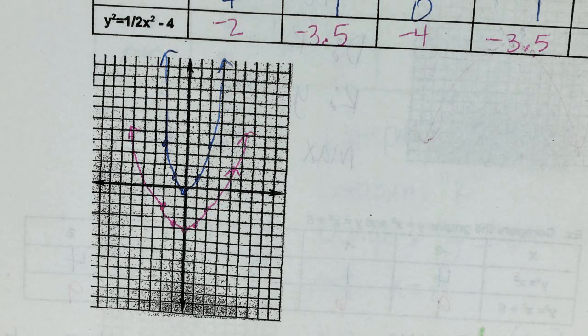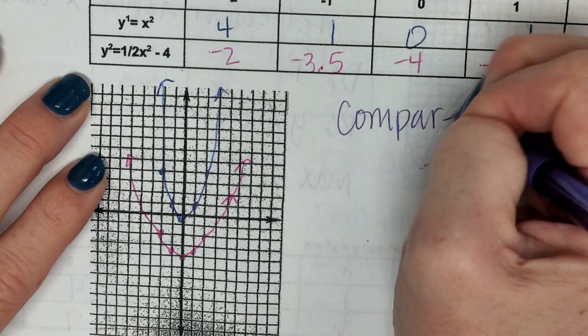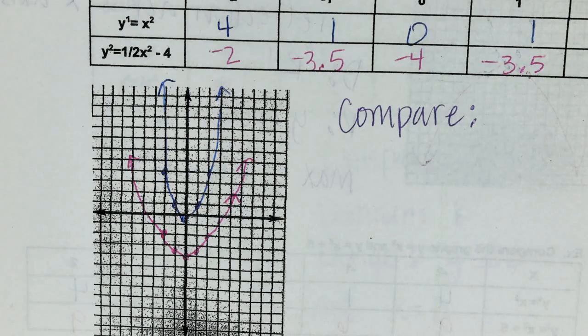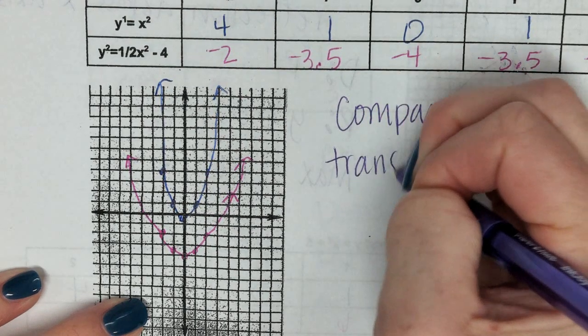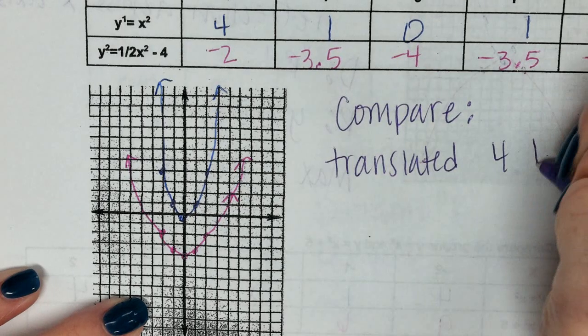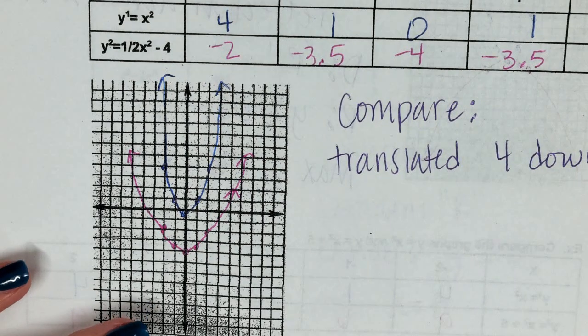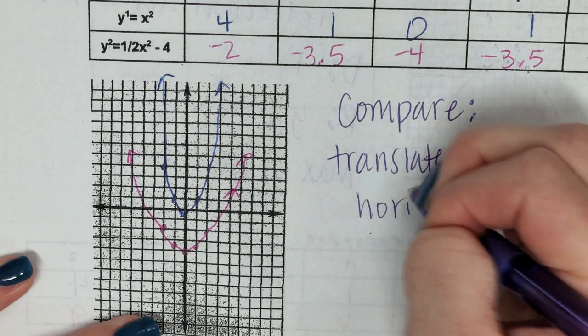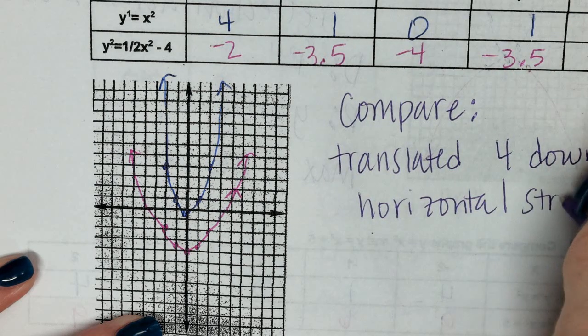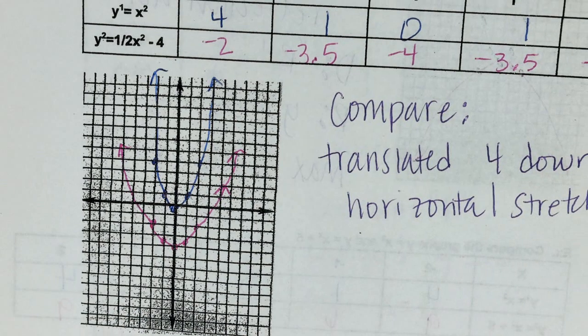Okay, let's compare. Did it reflect at all? Nope. But did it move down? What do we call that when we move something down? Translated. So it translated 4 down. What else did it do? Y'all already said it. A horizontal stretch. All right, and we're going to skip domain and range. I think y'all got that. It has a minimum. The vertex is at 0, negative 4, yes? And the axis of symmetry is at x equals 0.